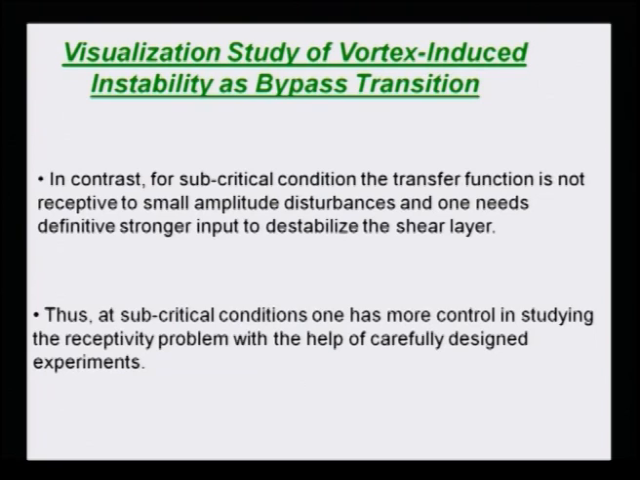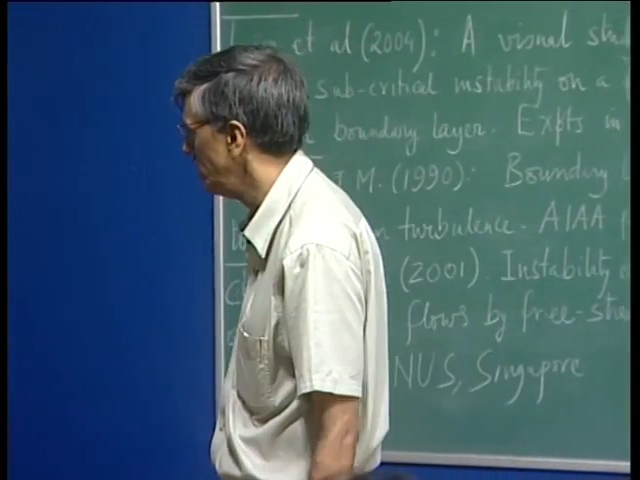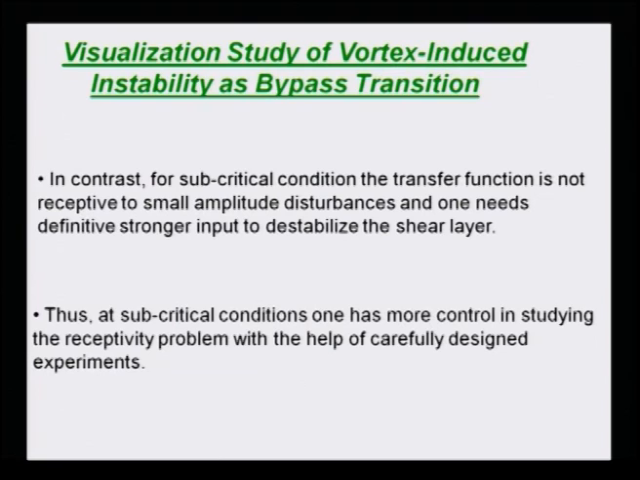Okay. So, that is precisely what is said, that for a subcritical state, the transfer function is not receptive to small amplitude disturbances, and one needs a definitively stronger input to destabilize, really discernible, so that you can reproduce it. You can do this experiment any number of times and you would see the same result. Okay. One has more control in studying the receptivity problem with a carefully designed experiment.